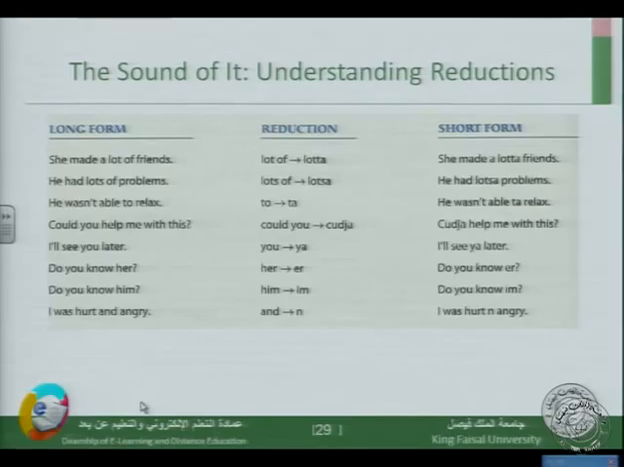The final exam questions, the final test questions, are going to be similar to what we have taken. So you need to understand the situation and its responses. You need to understand the reductions, the long form, the reduction process, and the short form. You need also to understand the intonation. Intonation of the tag question, yes/no questions, and either/or questions.